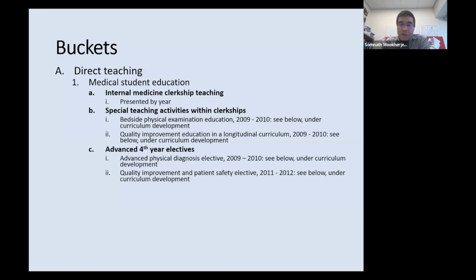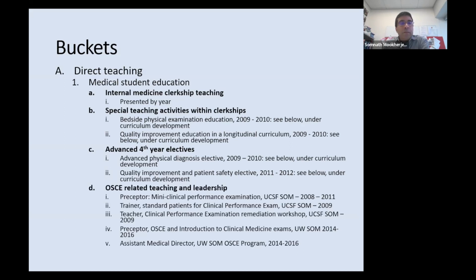Advanced 4th year elective. So these are things I was involved with. Again, this is all UCSF stuff, but that's how I broke it down. And then I did some OSCE related stuff at UCSF and here. So obviously yours is going to be much different. Everyone made different choices and are doing different things. But based on the choices I made and the opportunities I had, this was a logical way to break down the medical student education that I do.